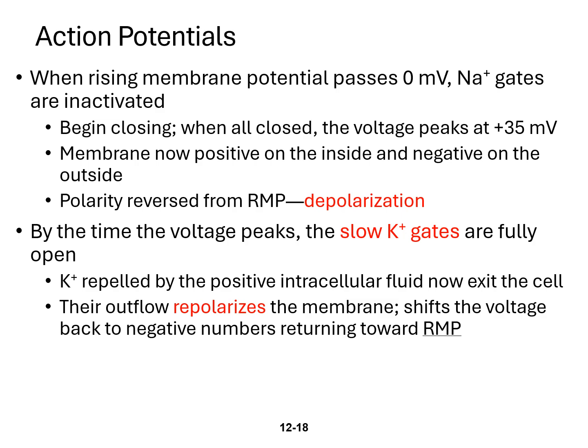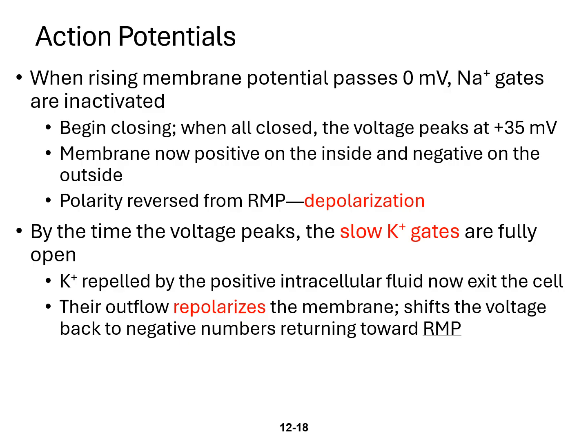What do we have when the resting membrane passes 0 millivolts? Sodium gates become inactive. They now close. They begin closing, but because they don't close right away, voltage is going to peak right around +35. Membrane is now positive on the inside and negative on the outside.